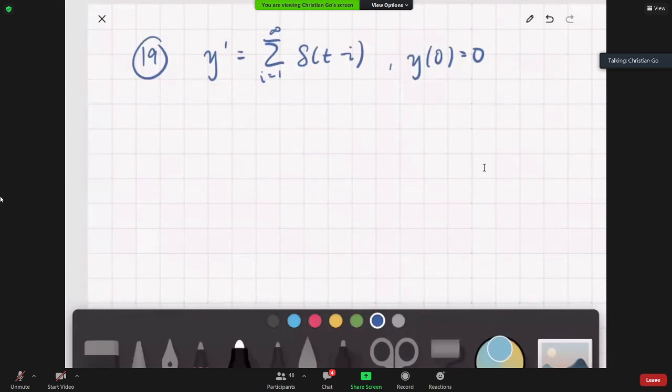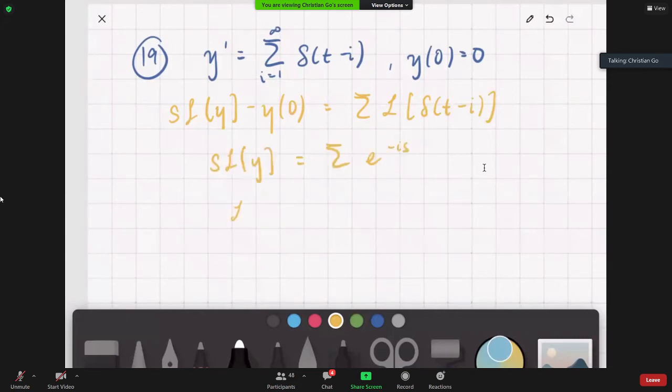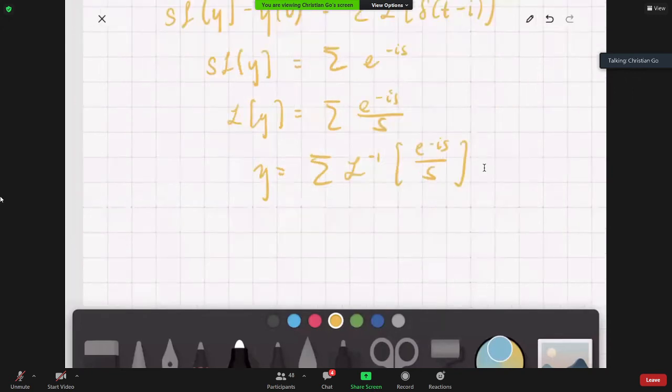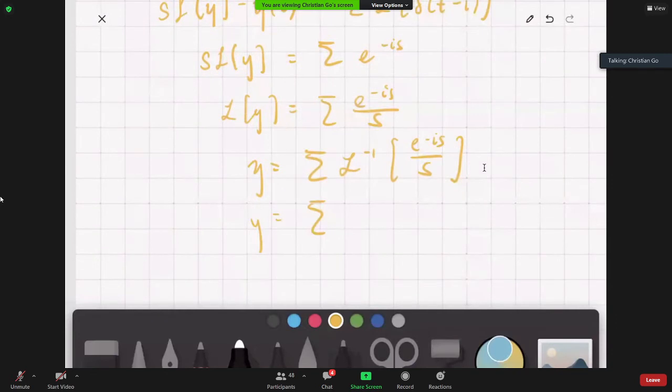I'm just going to Laplace both sides, okay? sLy minus y0 is equal to the sum of the Laplace transforms of the Dirac delta. This is just sLy, since y0 is 0. So this is just the sum of e to the minus is. So Ly is equal to the sum of e to the minus is all over s, because I divide s to all of my terms. Invert, y is equal to the sum of the inverse Laplaces of e to the minus is over s. But this is just your unit step function.